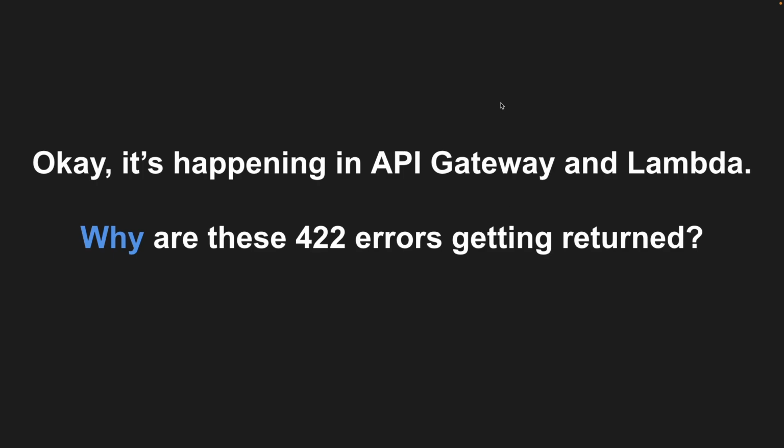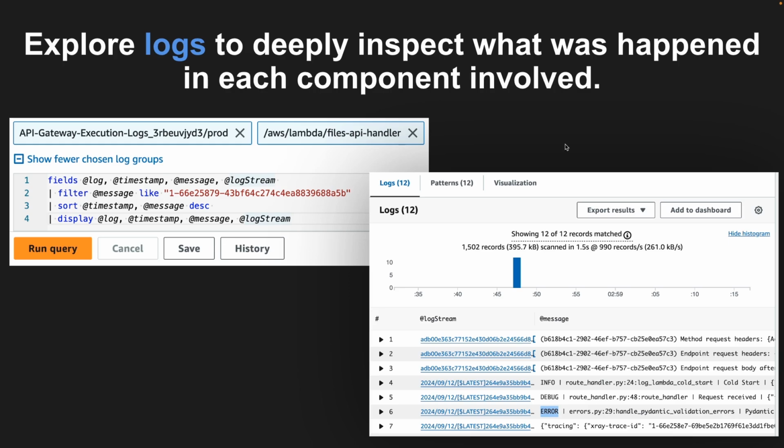Well, sweet. We know that API Gateway and Lambda are involved, and we even know that there's an exception happening within the Lambda function. So now we know where to look to understand why the 422 errors are getting returned. We're getting close.